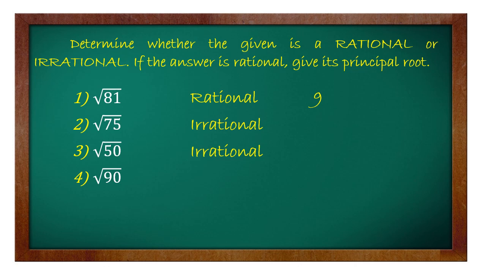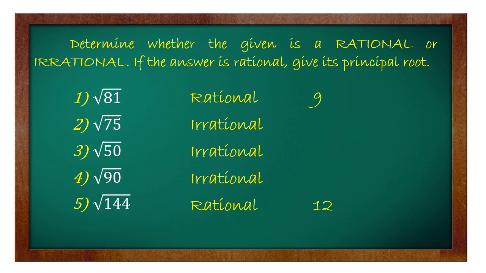Next, square root of 90. Mag-iisip ka ng number na pag minultiply mo, 90 ang sagot. So, meron ba? Wala. So, that means square root of 90 is an irrational number. Next, square root of 144. Mag-iisip ka ng number na pag minultiply mo sa sarili niya, 144 ang sagot. So, we have 12 times 12. That means, square root of 144 is rational.